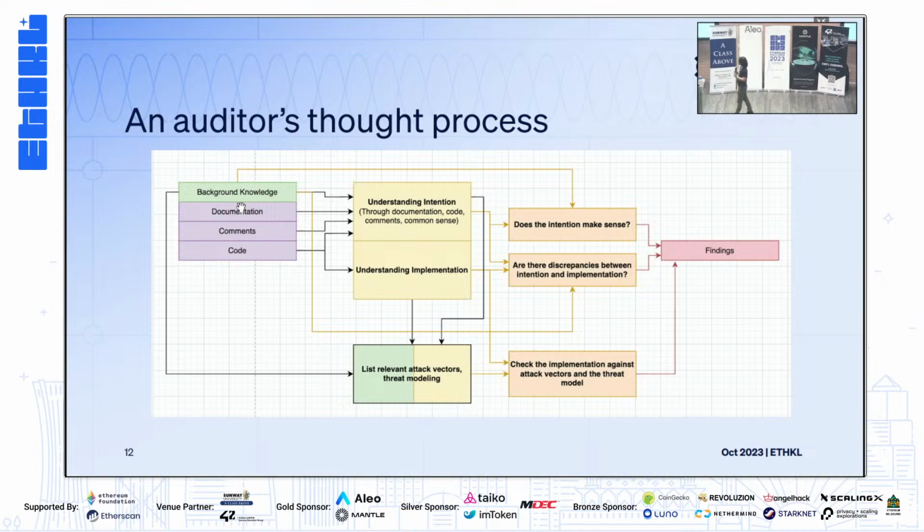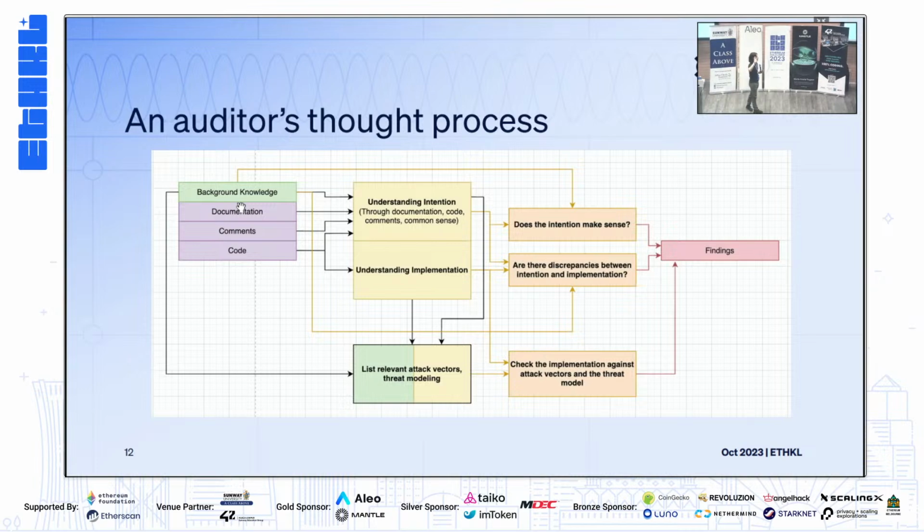Now, I'm going to the third part, which is about how to reduce costs for your audits and how to improve the security. But before that, it's necessary to understand the auditor's thought process. And this is roughly it, okay? The green part, background knowledge, is already inside the auditor's brain, right? There's no additional information. The purple part is documentation, comments, and code. This all comes from the developer side, the project side. And these, of course, require input from the developer. Now, it all goes to a couple of things.